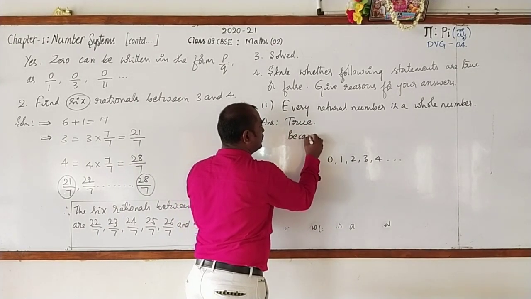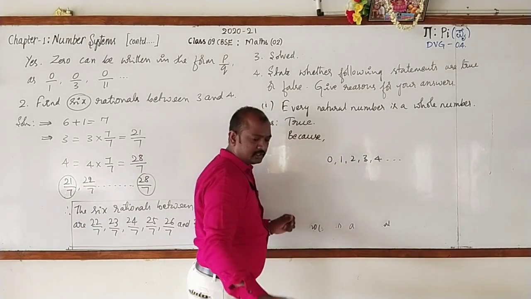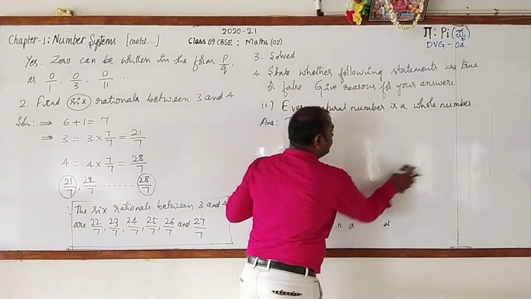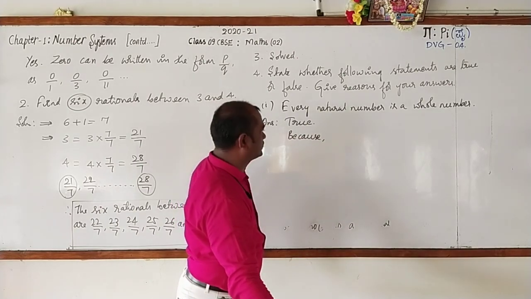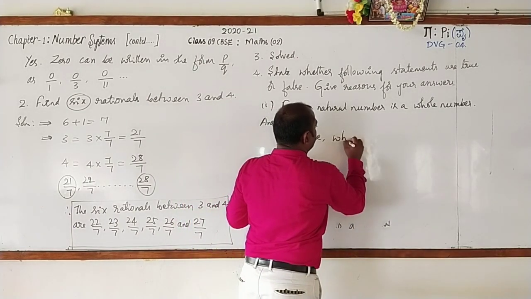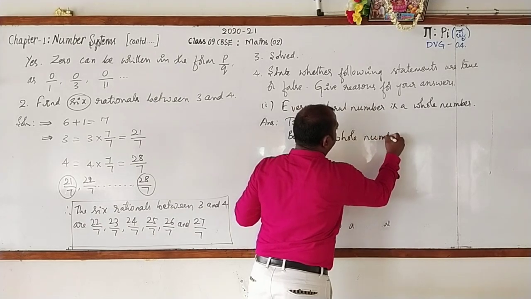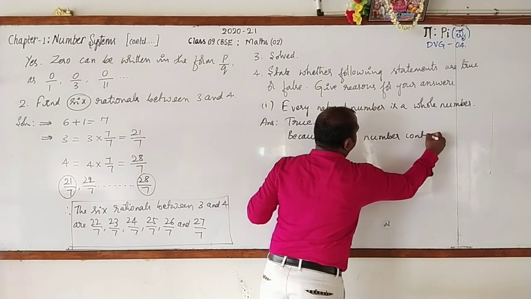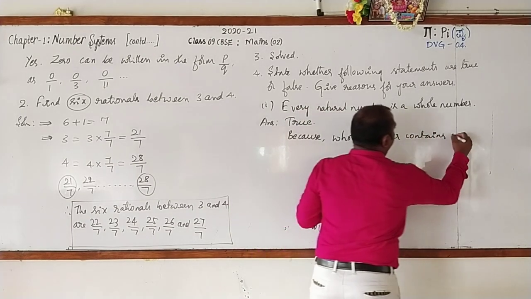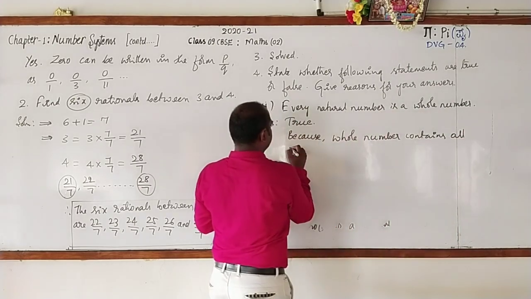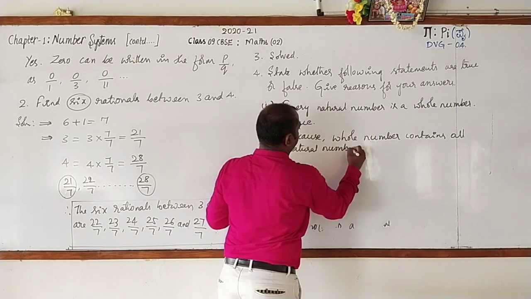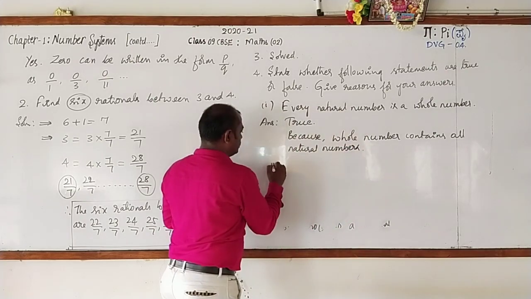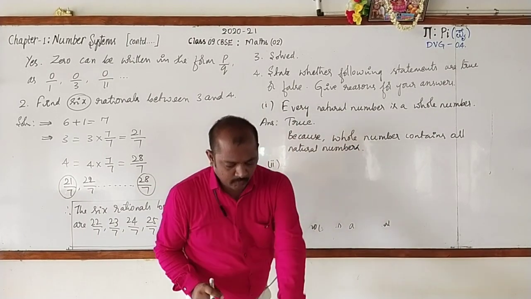What is the reason for this? Reason is, whole number contains all natural numbers. Right. Whole number contains all natural numbers. Written up. Next, go for second one.